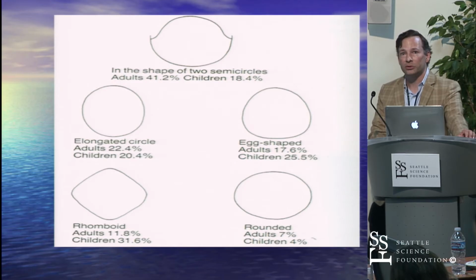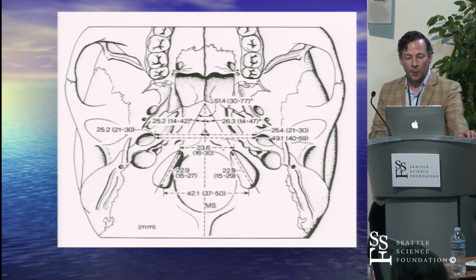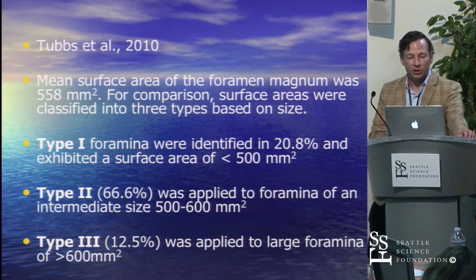Two semicircles was found in this study to be the most common, and the range is variable depending on ethnicity. One important relationship shown here, especially for condylar screws, is the direction of the condyles to the foramen magnum, from a posterior lateral to a posterior medial orientation.